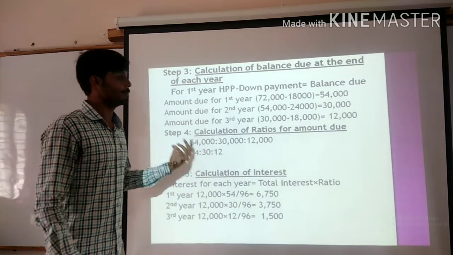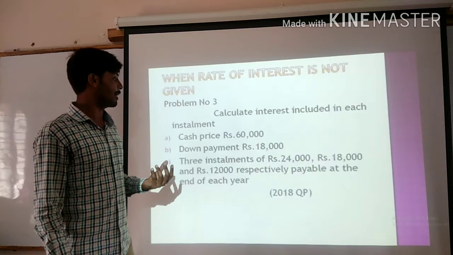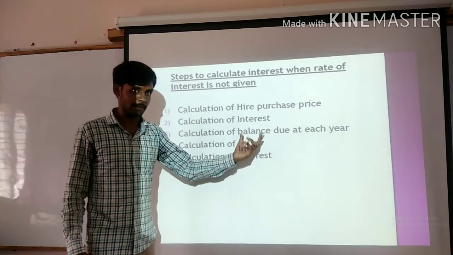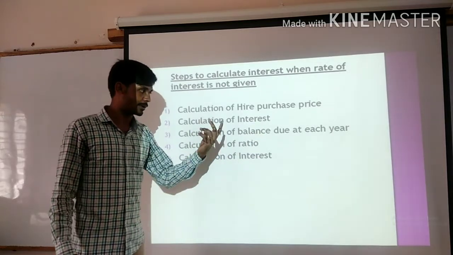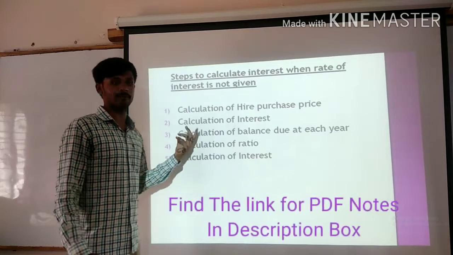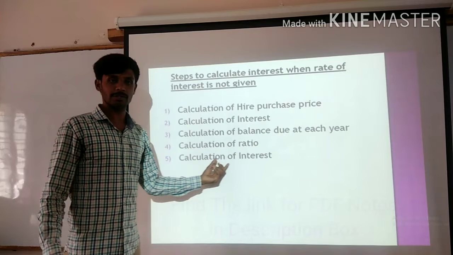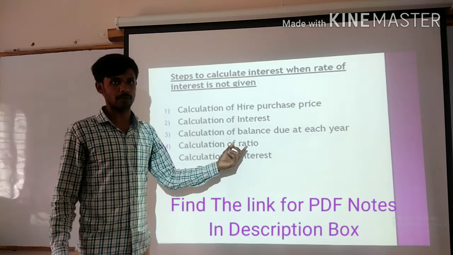Next, if the rate of interest is not given, we will follow this procedure: calculation of hire purchase price, calculation of interest, calculation of balance due at the end of each year. Next, we will calculate the ratios based on this balance due amount, and the calculation of interest based on the second step and also the fourth step.